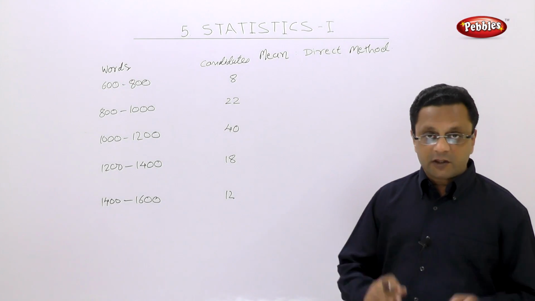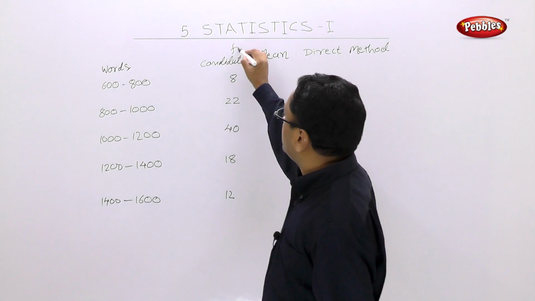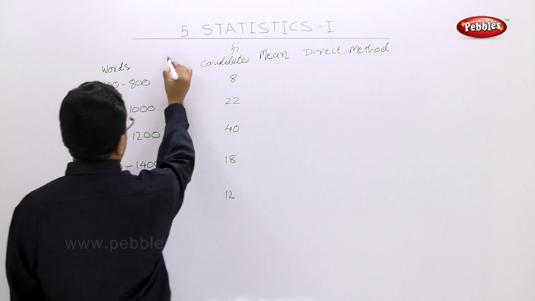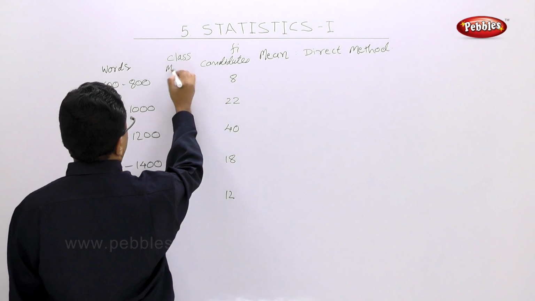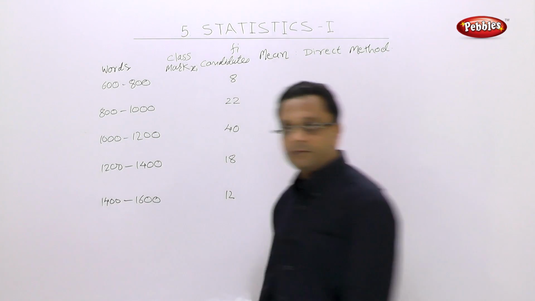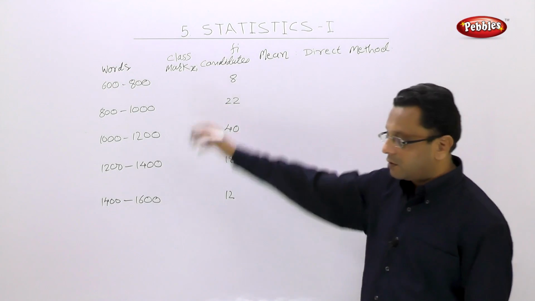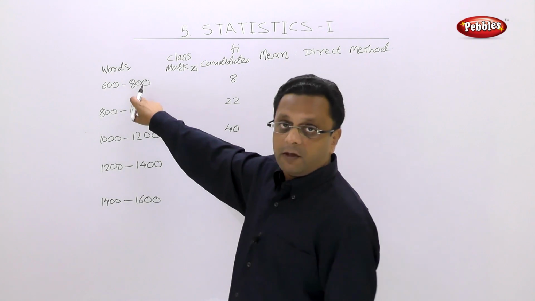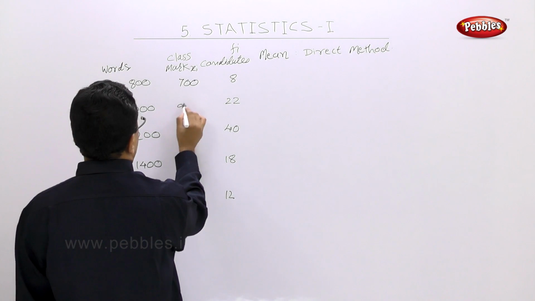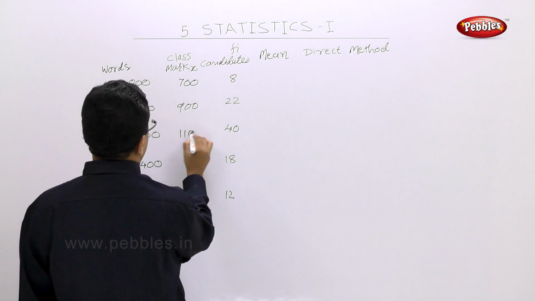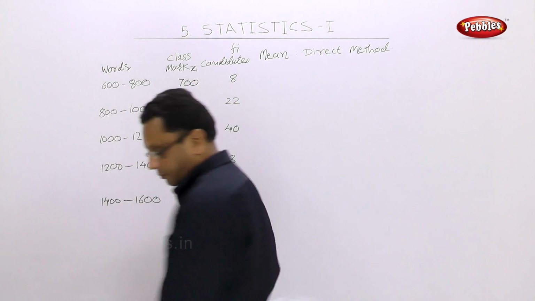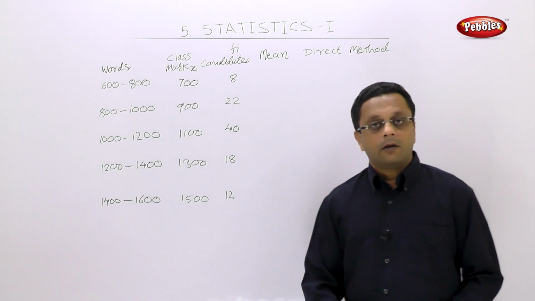So here what is my first step? We know that this is the frequency, fi. The first step is the class mark, that is xi. First I will find out xi. What is the xi for this class interval? The average of this class interval is 700, 900, 1100, 1300 and 1500. Next what we have to do?